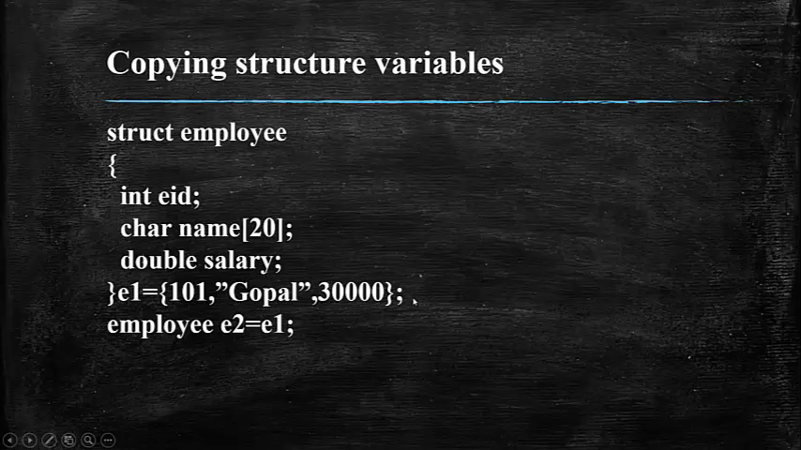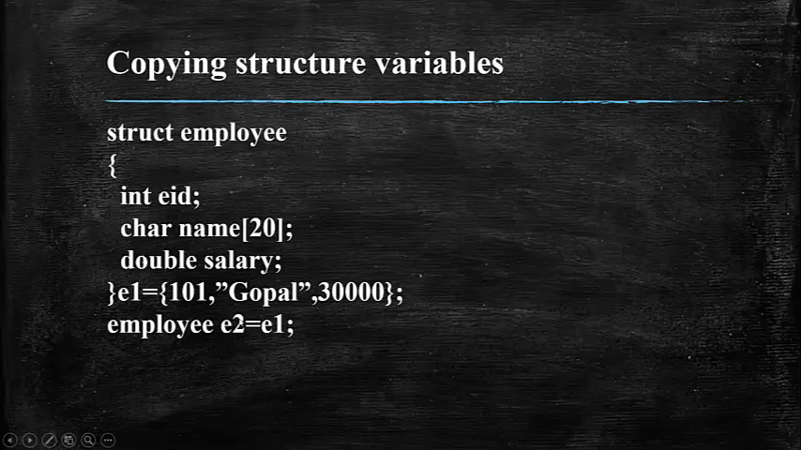I think you are clear with the concept of the dot operator in order to access the members that are present in your structure. Now, in the next statement, I have created another variable for my employee structure, that is e2, and this variable is being assigned the variable e1. So e1 is a variable of your structure employee, and e2 is also a variable of the structure employee. So the variable e1 is now getting assigned to the variable e2.